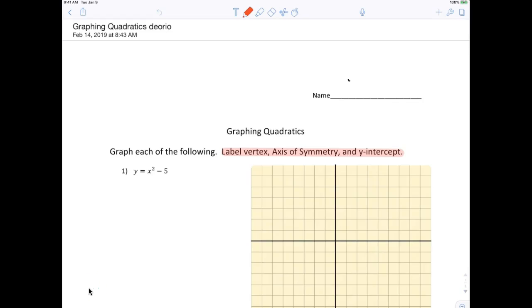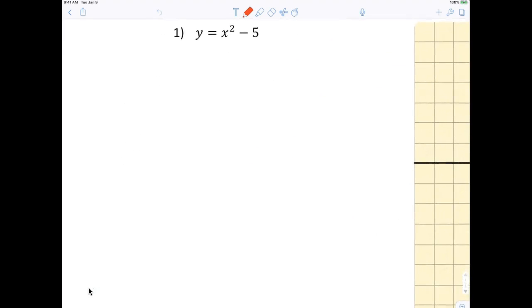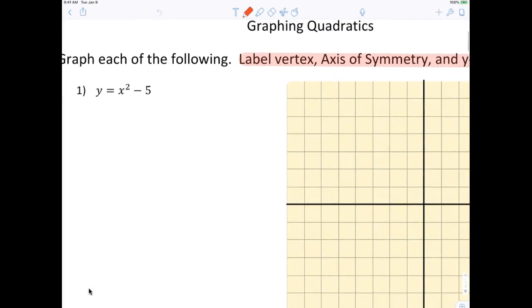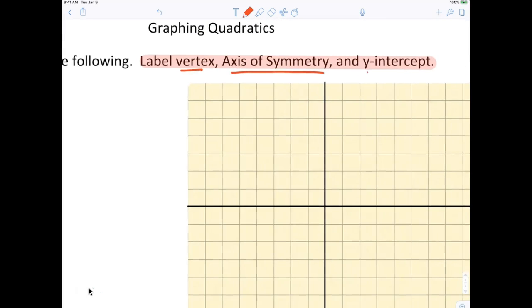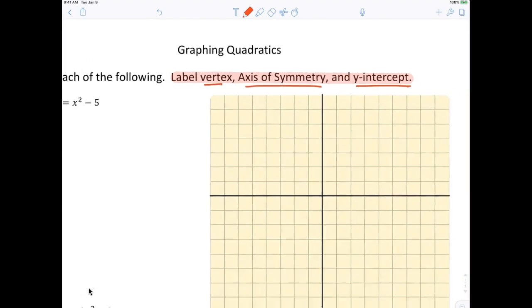Now, again, we're going to graph the quadratic x squared minus 5. But the first thing I want to do is create a few little notes for you. We're going to talk about what a vertex is, what an axis of symmetry is, and what a y-intercept is. I have a feeling you know what the y-intercept is. The axis of symmetry, you do not.